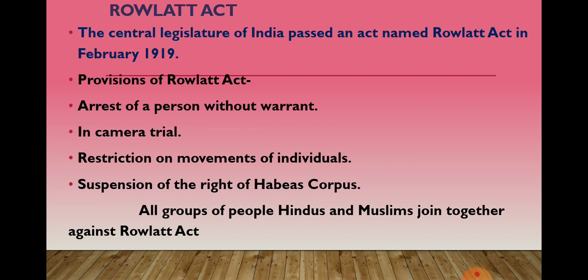The first provision of the Rowlatt Act was arrest of a person without warrant. It means the police can arrest a person without any warrant or any valid reason. The second one is in camera trial. That means trial in seclusion.